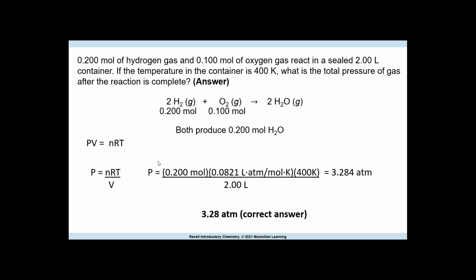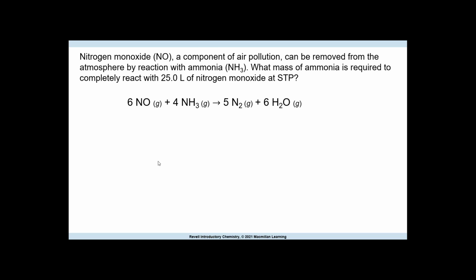The reactant that produces the smallest amount is the one you use. In this case, they both came out with the same answer. So in this one, I plug it in and solve for pressure. It ends up giving us a pressure of 3.284, and that rounds to 3.28 atm.